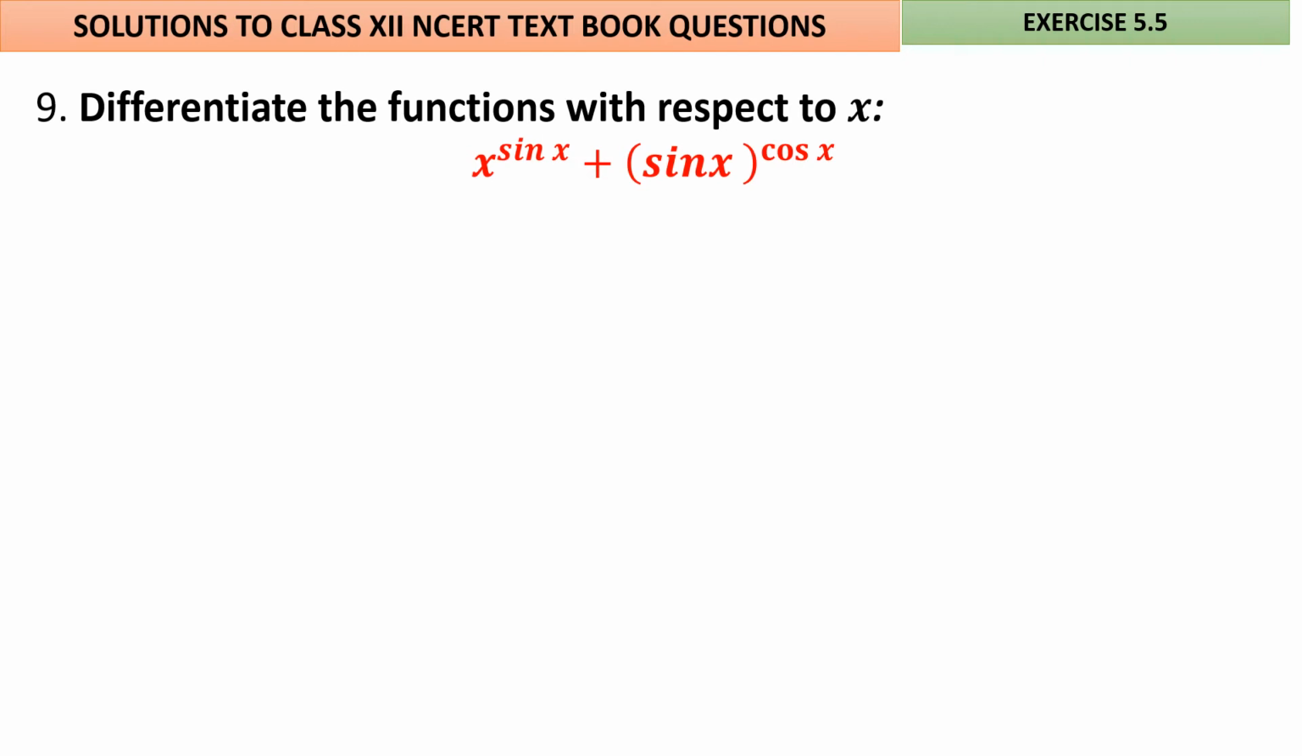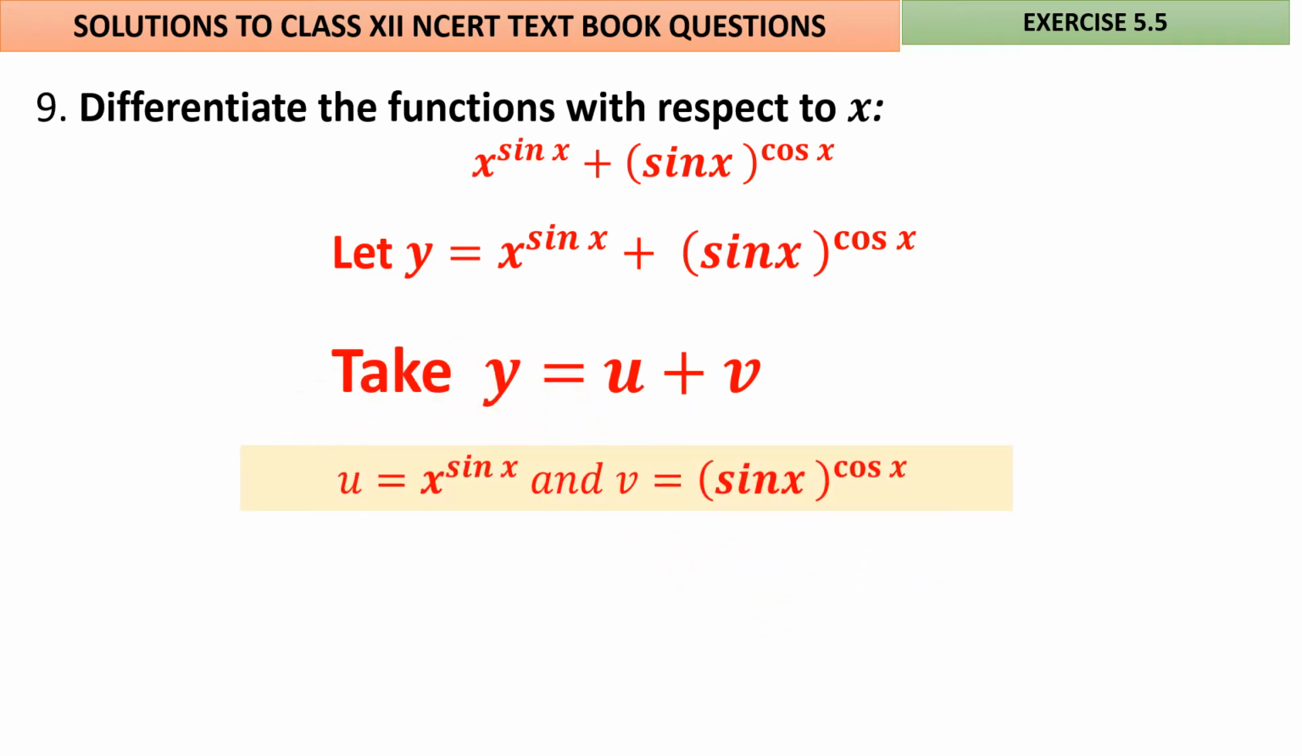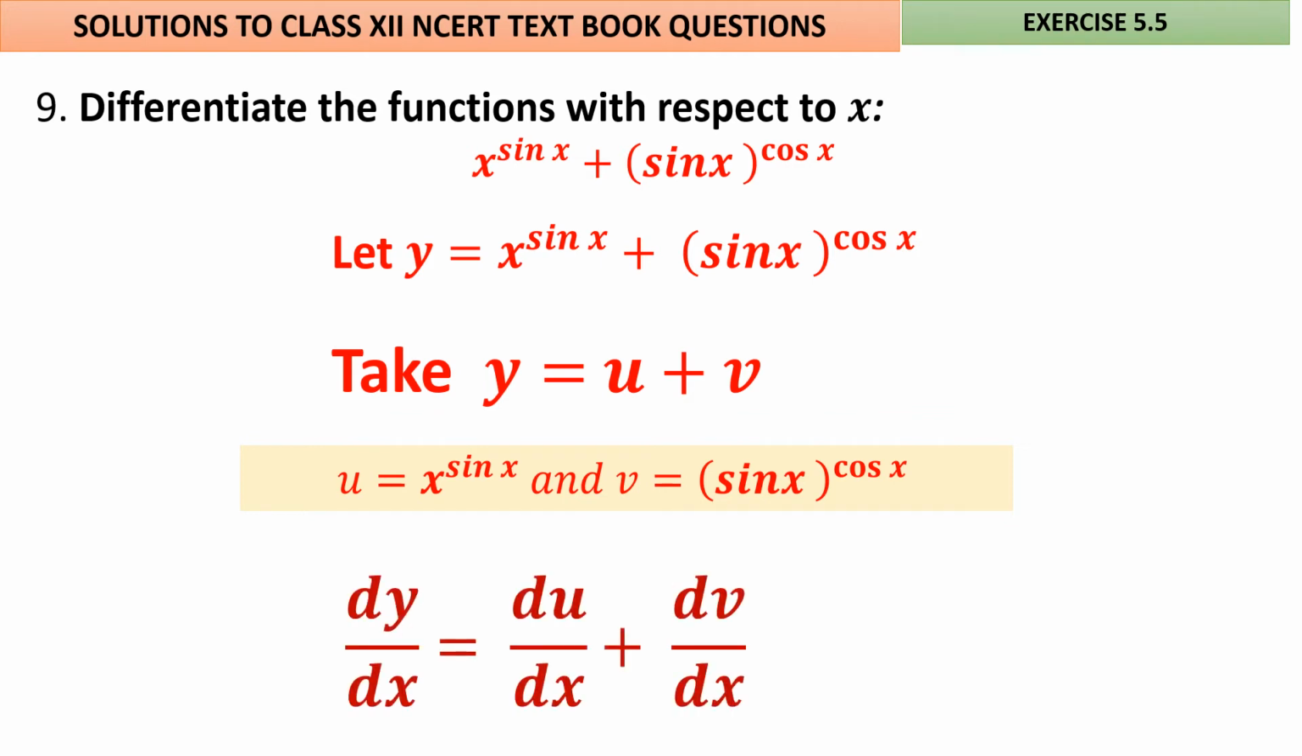We move on to question number 9. Differentiate the function with respect to x: x power sin x plus sin x whole power cos x. Here also we cannot take log directly, but we write y is equal to u plus v, u being the first function x power sin x, v being the second function sin x whole power cos x. Therefore we will find du by dx separately using logarithmic differentiation, dv by dx separately using logarithmic differentiation, and put it in equation number 1.